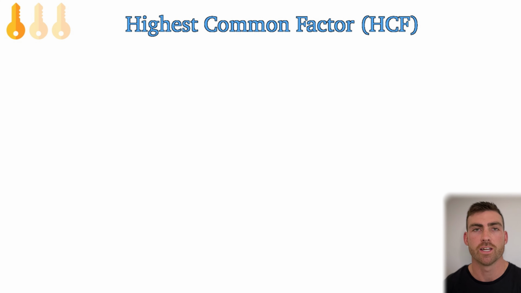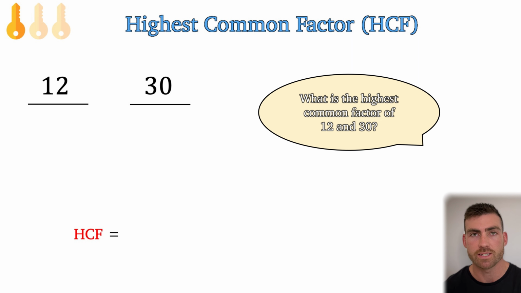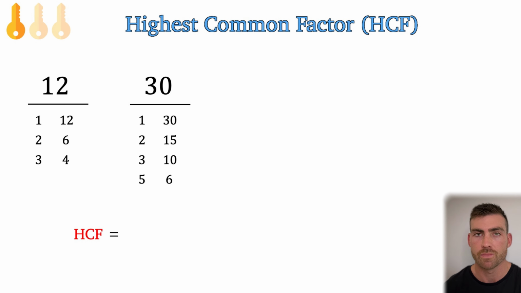So how do we find the highest common factor? Let's look at numbers first. What is the highest common factor of 12 and 30? If you took your time and wrote down the factors for each, the highest common factor is simply the largest number that is common in both lists. In this case, the highest common factor is 6. We use the abbreviation HCF to say the highest common factor.